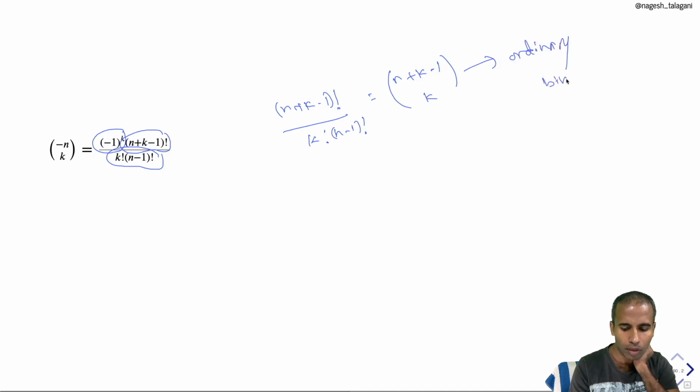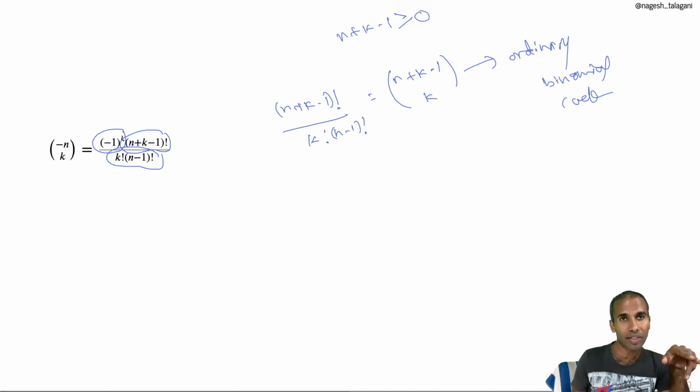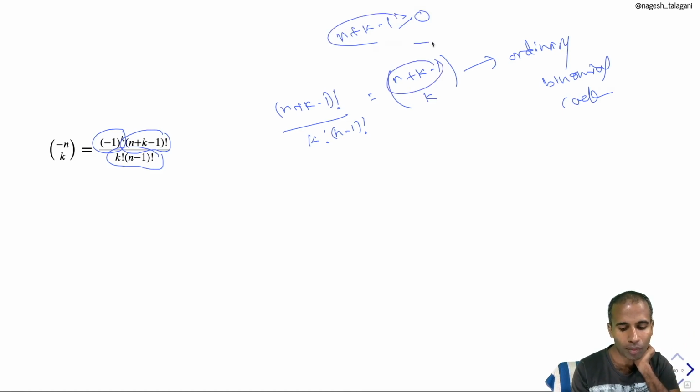Ordinary binomial coefficient. Why? Because n is positive, k is non-negative, so n plus k minus 1 is going to be non-negative. Minus n is negative, so n is going to be positive. So n plus k minus 1, the top parameter, is going to be non-negative. That's why it's going to be an ordinary binomial coefficient.